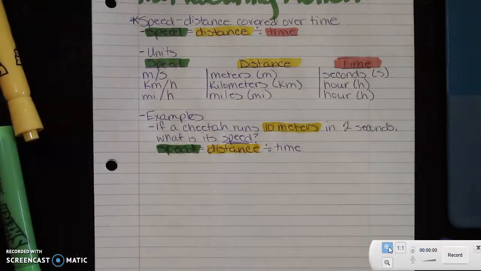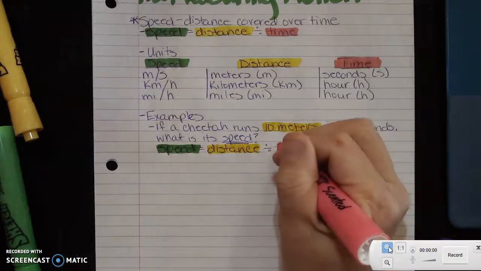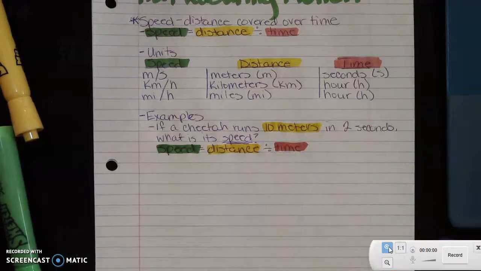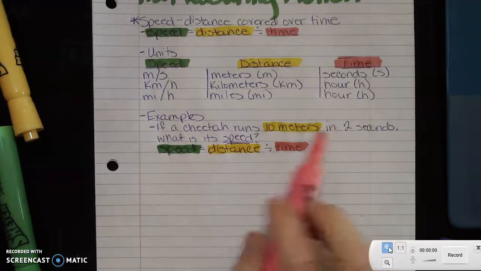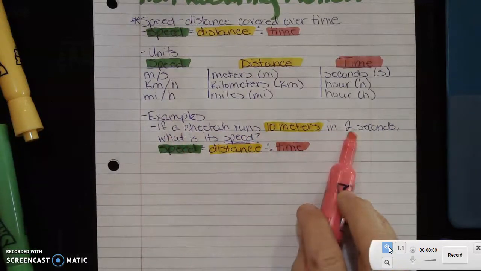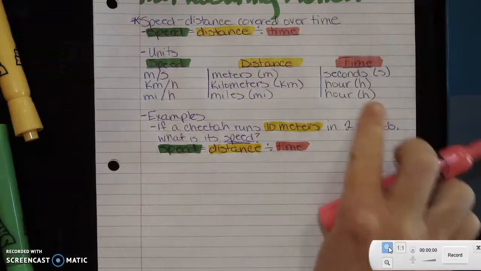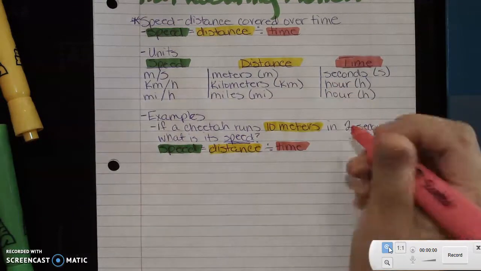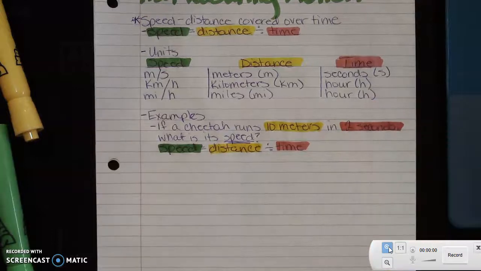Then the final part of my equation is time. I like to highlight time in pink. So let's go back. Let's find the time in the problem. If a cheetah runs 10 meters in 2 seconds. So 2 seconds is my time. What is its speed?